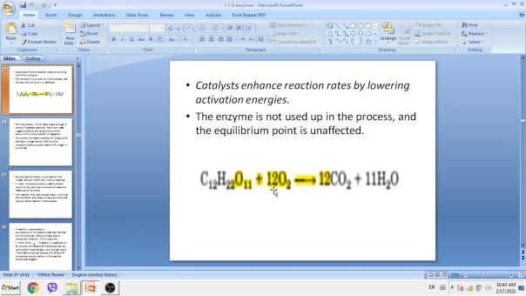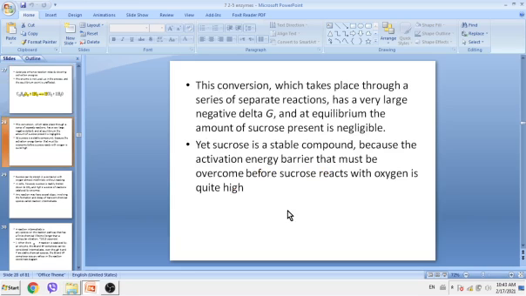Here we have glucose and oxygen converted to CO2, H2O, and energy. This conversion, which takes place through a series of substrate reactions, has a very large negative delta G.